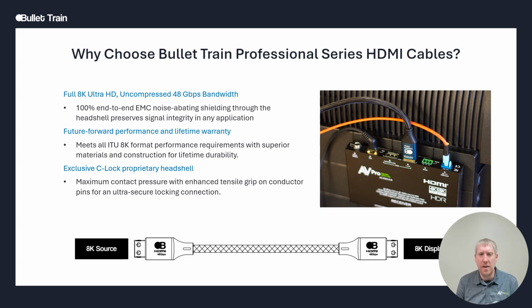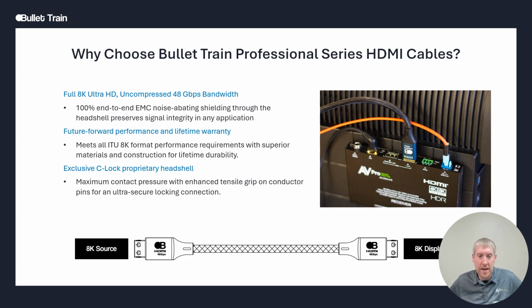So these cables have true 100% end-to-end EMC noise abating shielding, and that includes the cable and the head shell itself, which is lacking in a lot of other HDMI cables. The head shell is often just a generic plastic thing, and a lot of interference happens in a really complicated or dense installation, like a multi-viewer or a matrix switcher. You'll have a lot of noise in a rack setup, and that noise can get into those cheaper head shells and degrade the signal. So we've made sure to shield it from true end to end.